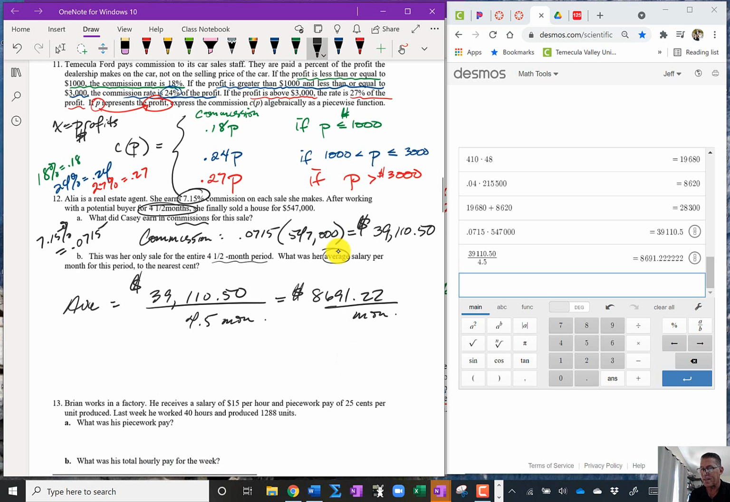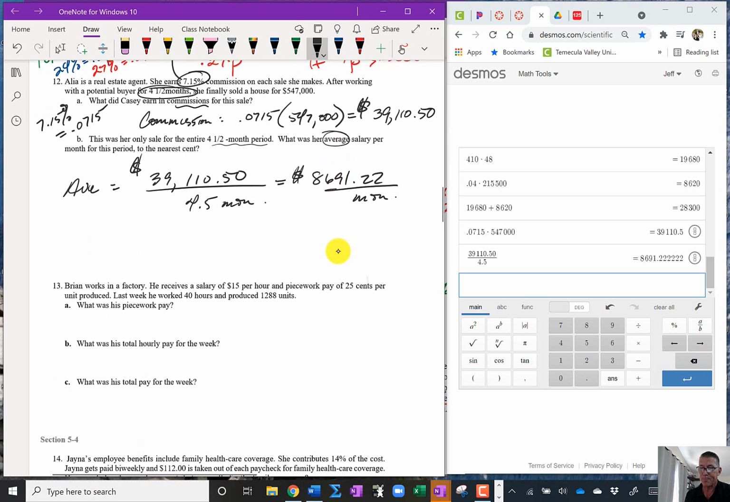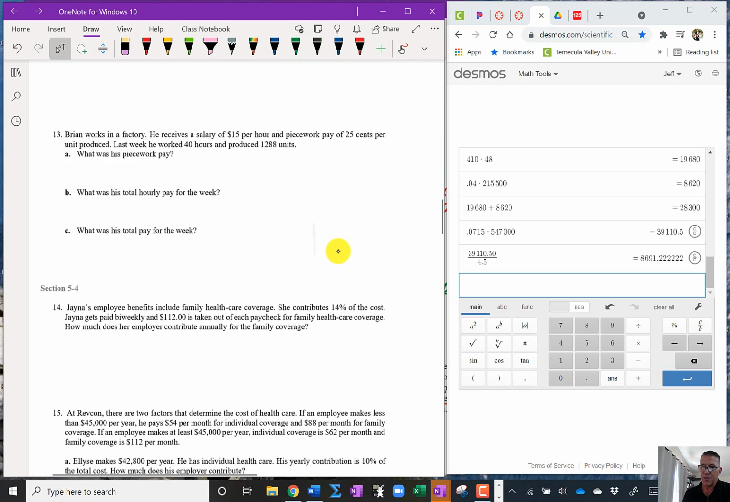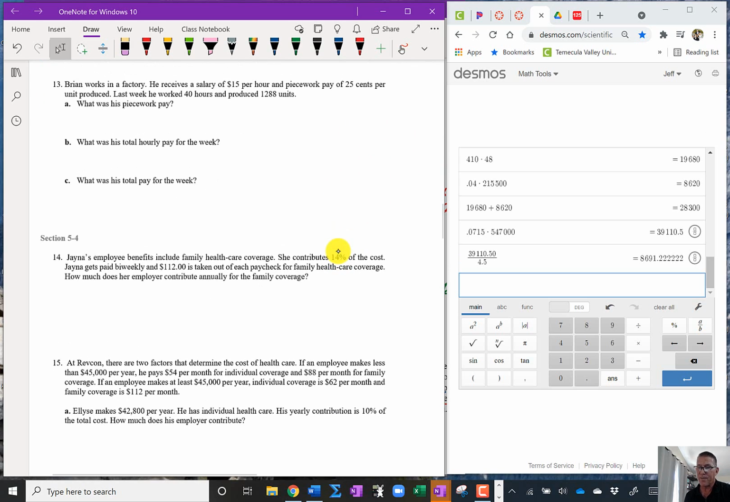All right, number 13. Brian works in a factory, receives $15 per hour and piecework pay of 25 cents per unit produced. Last week he worked 40 hours and produced 1,288 units. Okay, there's two things going on here. The first one, he's getting an hourly rate, so he's getting an hourly wage here, and he's working for 40 hours. The second thing is that he gets piecework pay of 25 cents per unit produced, and he produced 1,288 units. That's called the piecework pay, and that's what we want to figure out first.